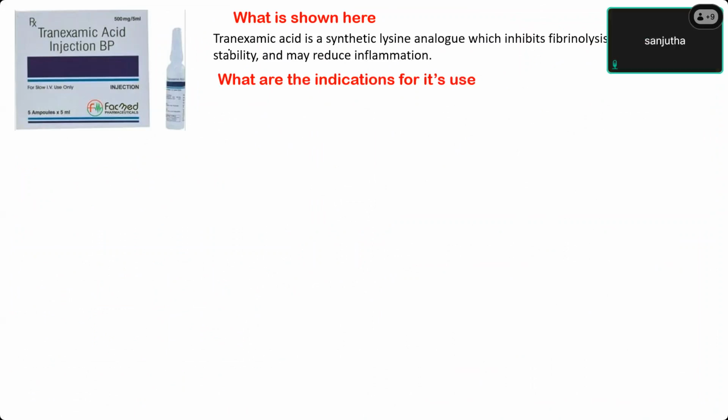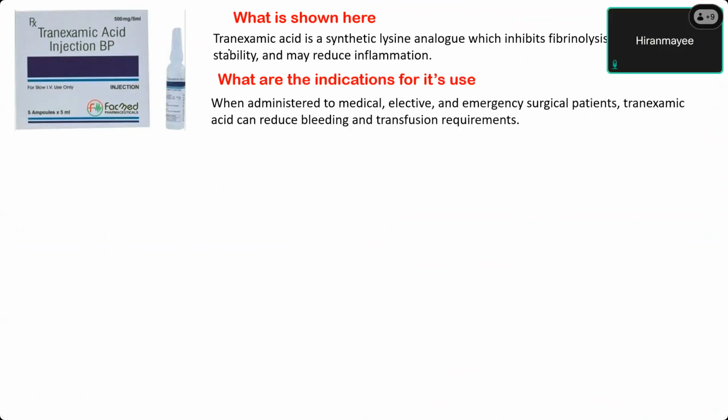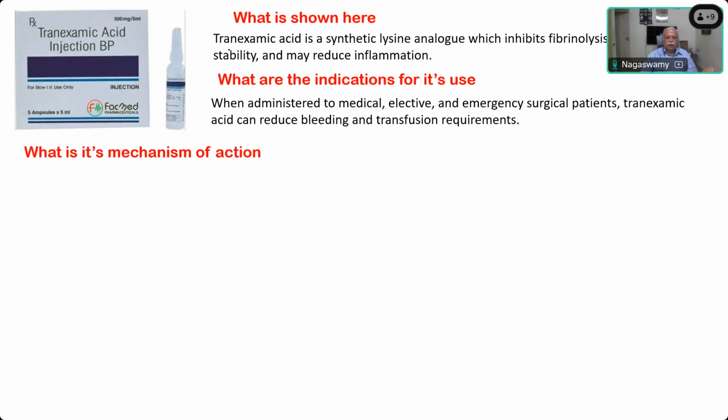In surgeries where blood loss of more than 500 ml is expected, sir. Obstetrics also, menorrhagia. Administered to medical, elective, and emergency surgical patients, it reduces their bleeding and transfusion requirements. What is the mechanism of action?